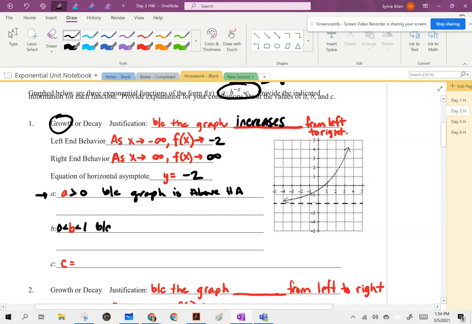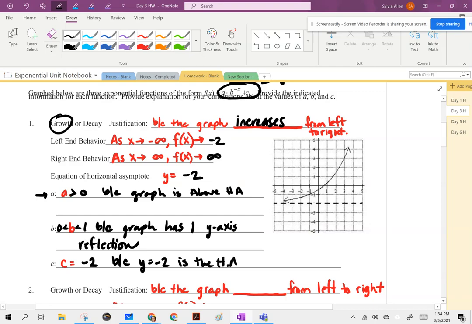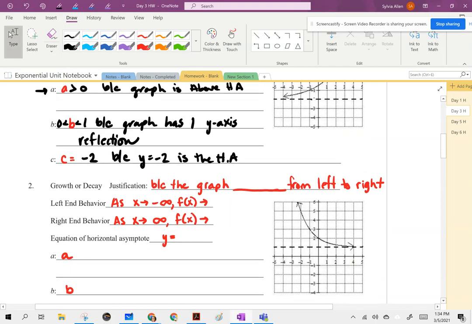And that is because the graph has one y-axis reflection. C is equal to -2 because y equals -2 is the horizontal asymptote. Okay, let's take a look at this one.